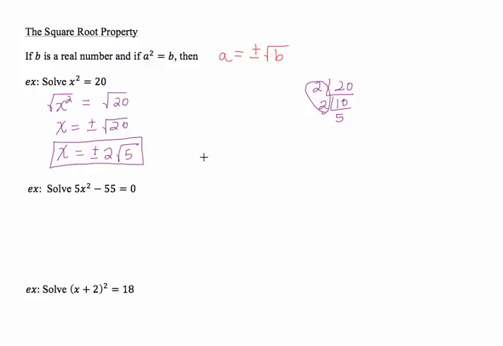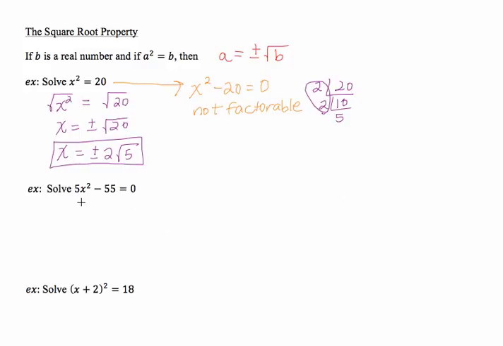Okay, now it's good that we solved this one this way, because if you'll notice, if you move the 20 over and try to factor, that's not factorable. So this is one where you really have to use this square root property because you can't factor it. There's plenty of quadratic equations that are not factorable. This is just one.